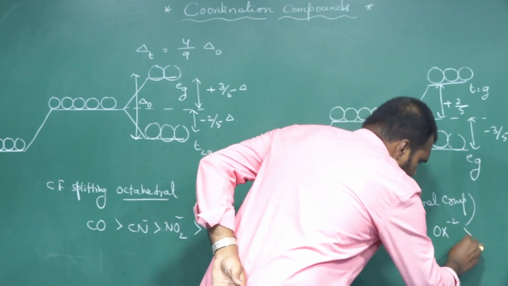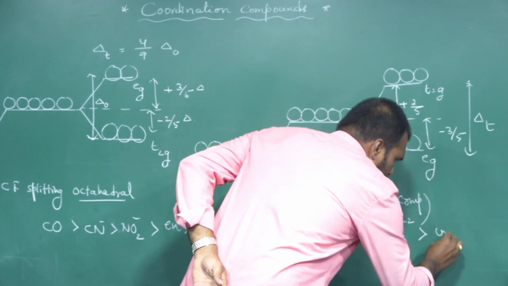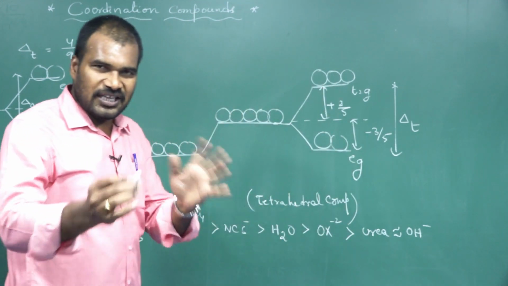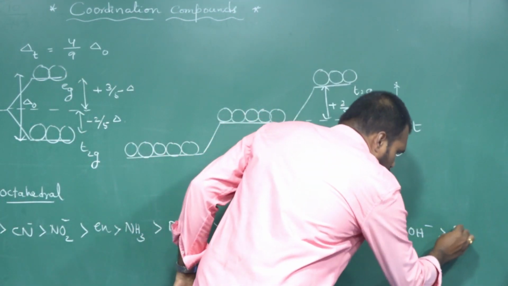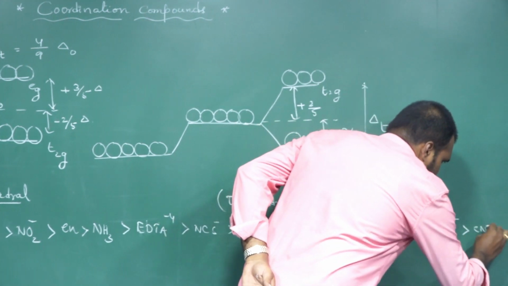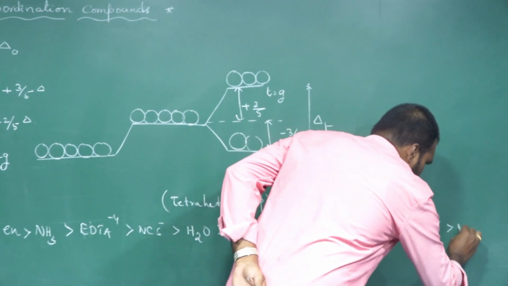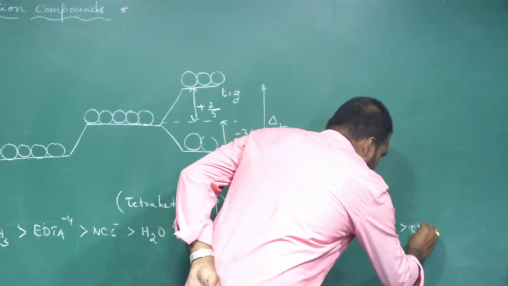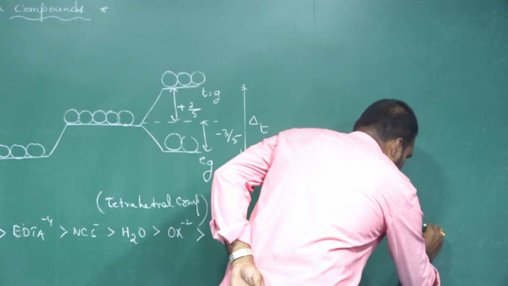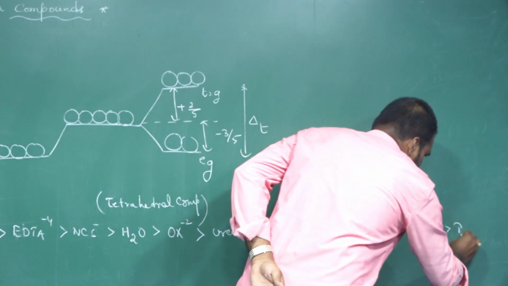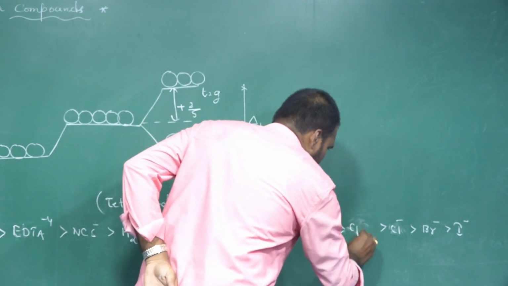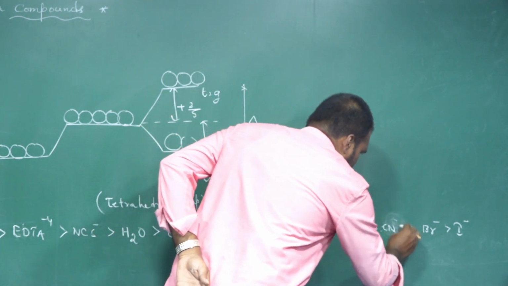oxalate, urea and hydroxide ion, they both are almost having the same strength. After that, fluoride, sulfide, CNS, chloride, and bromide, iodide. So actually after sulfide, chloride will come. After chloride, CNS will come.